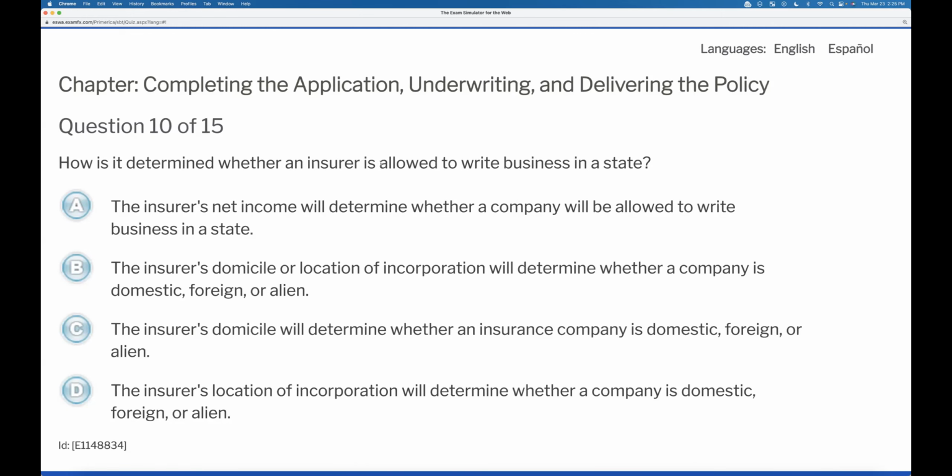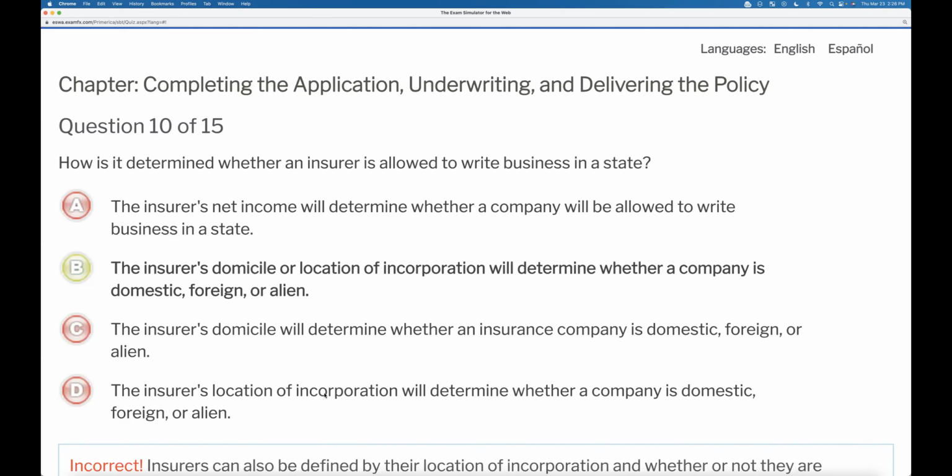How is it determined whether an insurer is allowed to write business in a state? What do you think, champions? B. Okay. The insurer's domicile or location of incorporation will determine whether the company is domestic or foreign. Insurer's net income, no. Insurer's domicile, insurer's location of incorporation. I was going to say B too.